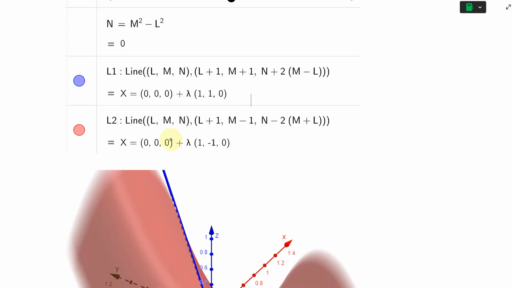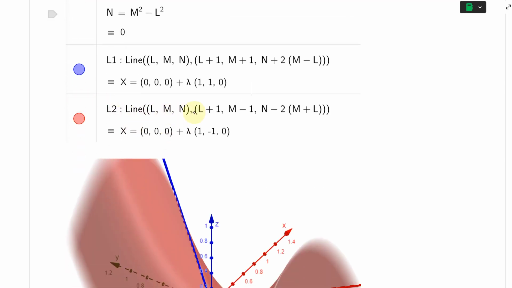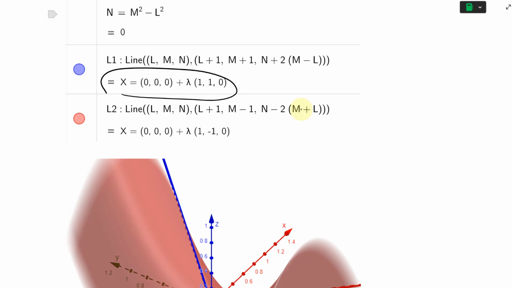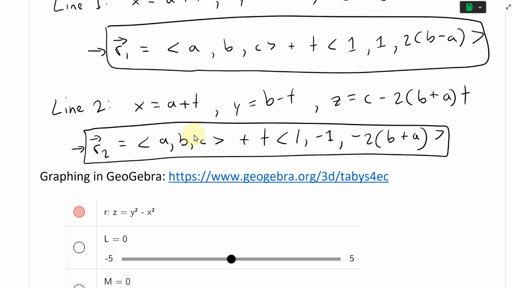And then same thing for here, L2 is L, M, and N, then L plus 1, M minus 1, N minus 2, M plus L. These are just points on a line. And they automatically calculate the vector equation like this. So we'll have 0, 0, 0, and then lambda times 1, negative 1, and 0. The first line is 1, 1, and 0, and there's that lambda or t. It becomes like that, yeah.